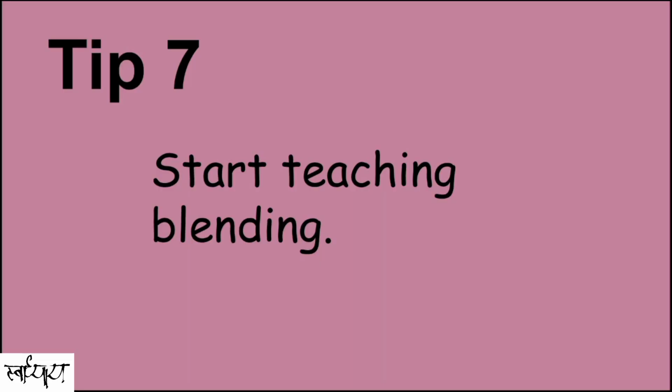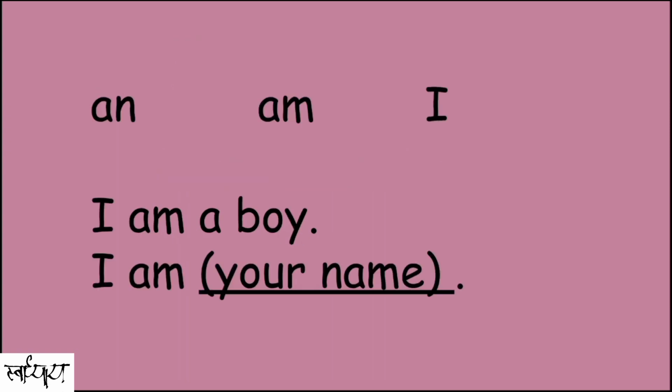Tip 7. When you reach letter O, you can start teaching blending. For example, simple 2-letter words like an, am, on, no, etc. Like now, how to pronounce an? Just now as described, try to prolong the sound a little bit like aaan. Similarly, am. In this way, your child will learn blending very easily.